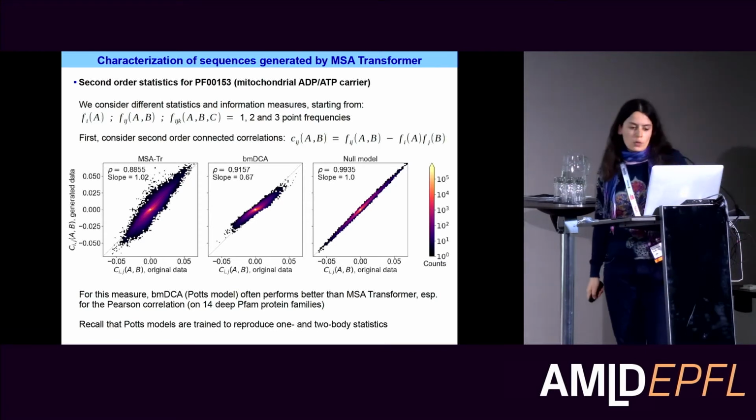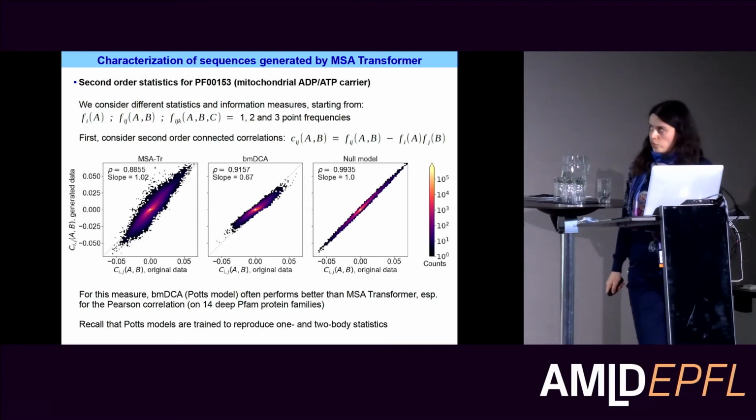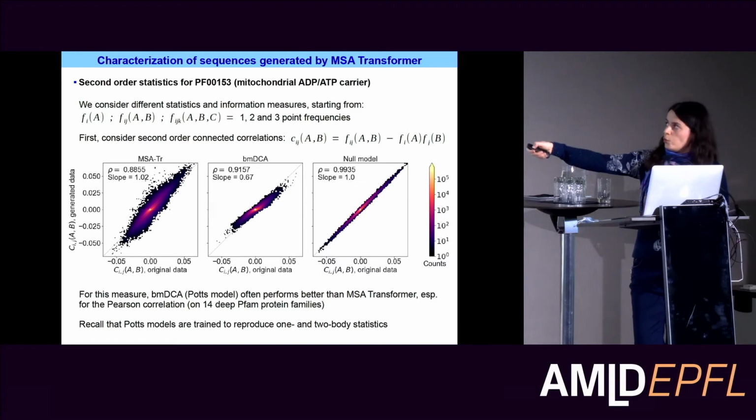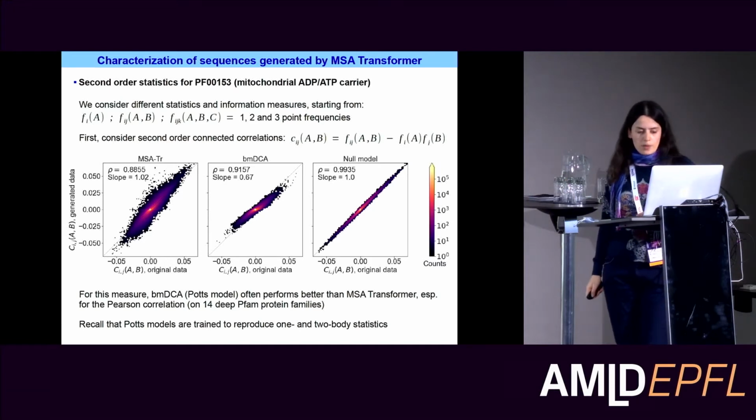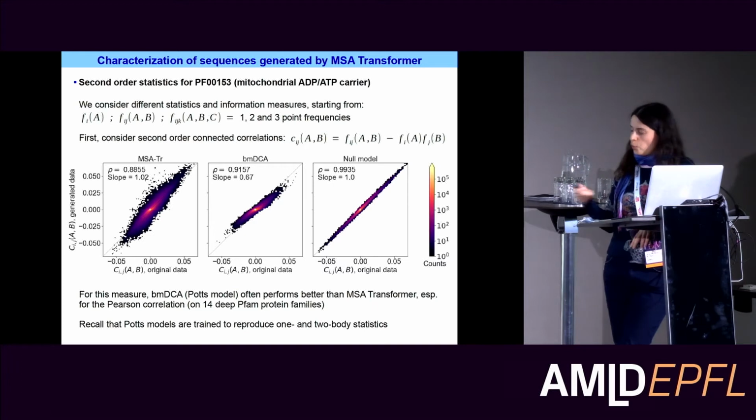If we look at our 14 deep PFAM protein families, results are quite similar. The Pearson correlation coefficients tend to be rather better for the POTS models, and the slope depends a bit on the family. So it's quite interesting. We see here that essentially the POTS model is slightly better at reproducing these two-body frequencies, and in fact that makes sense because the POTS model is trained in order to reproduce these statistics.